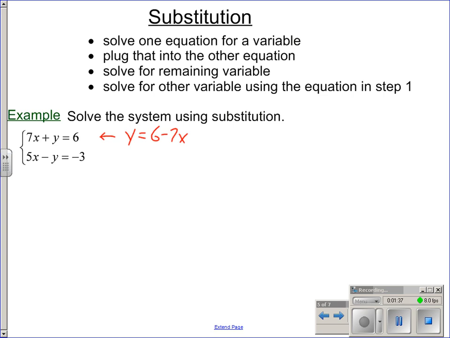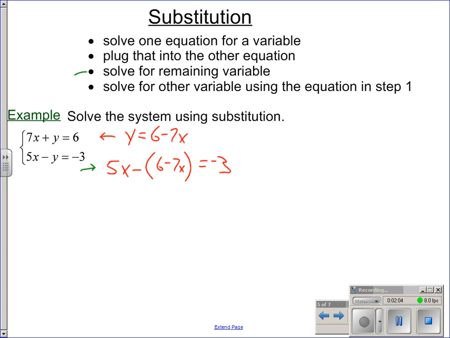Then it says plug that into the other equation. So it says y equals. So in the second equation, I'm going to take that y out and replace it with what it's equal to, kind of like a composite function. All right, now if you look at what we have, this is a single equation with only one variable in it. We can solve for that variable x, and that's step 3.